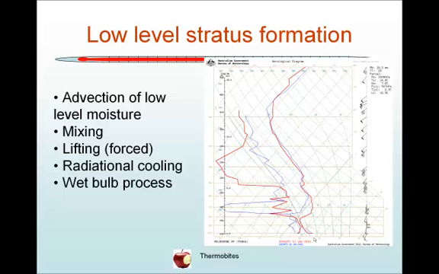And then there's the wet bulb process, which we've spoken about in another video, so that extends the base of nimbostratus or can result in the formation of low-level stratus when there's significant precipitation into a region in the lower part of the atmosphere that's unsaturated but perhaps close to saturation. So there's a number of ways in which low-level stratus can form.